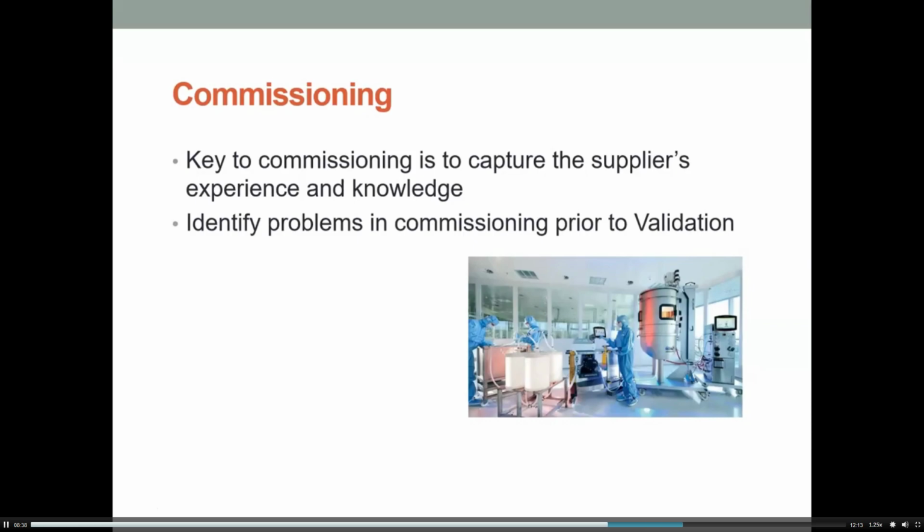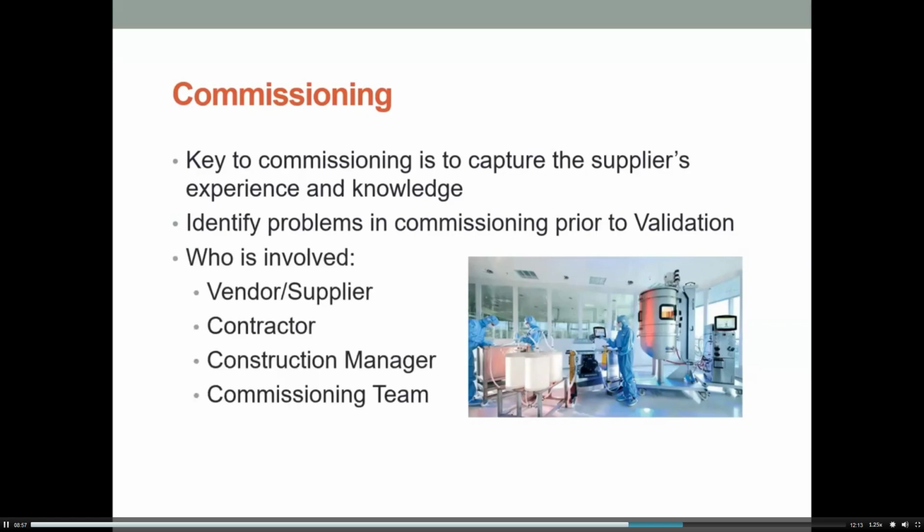The main point of commissioning is to identify any problems before you start your validation. Once your validation starts, you really don't want to be encountering problems, because you get into having to retest and rerun parts of your validation and get into deviations and everything. So you find out all your problems and have everything running very smoothly prior to getting into validation.